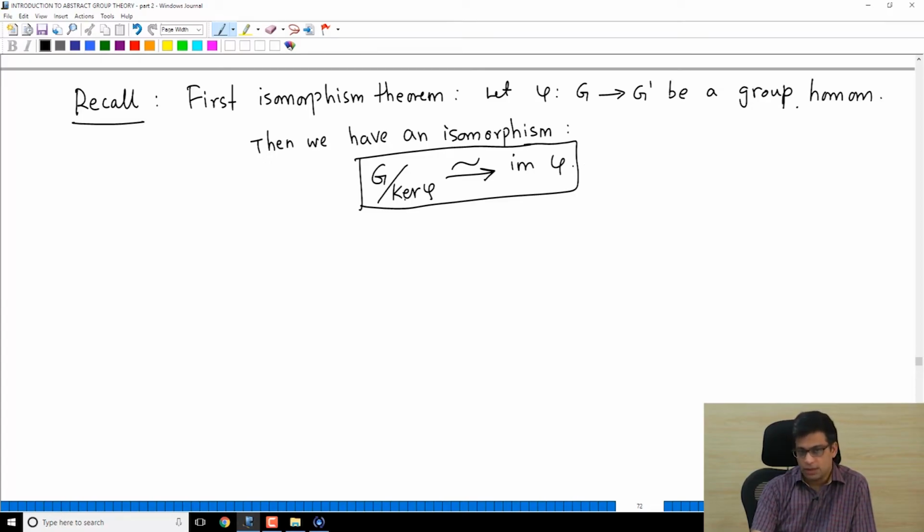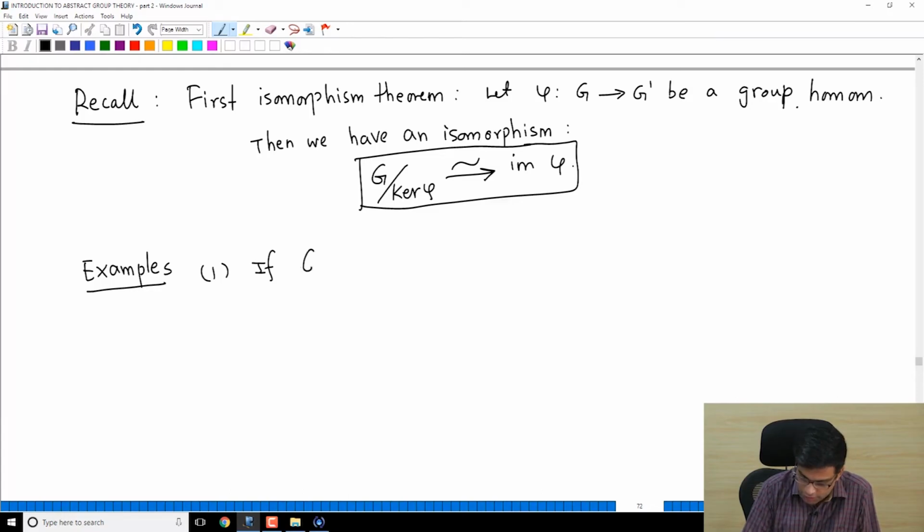Remember, kernel is always a normal subgroup, so G mod kernel phi has a group structure. It is isomorphic to the image of the homomorphism. So image of phi is a subgroup of G prime. Okay, and we saw one example of this.